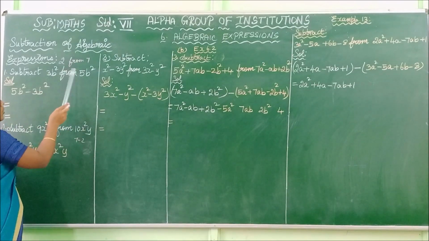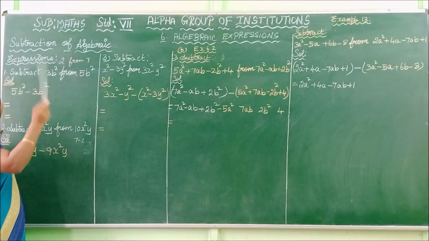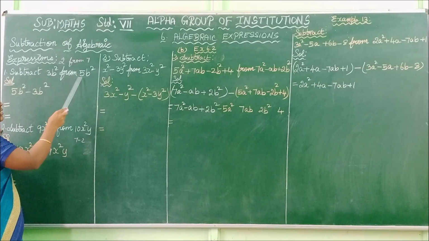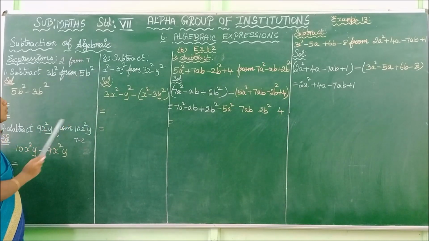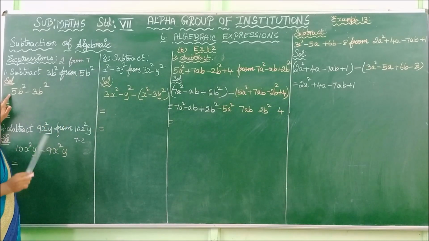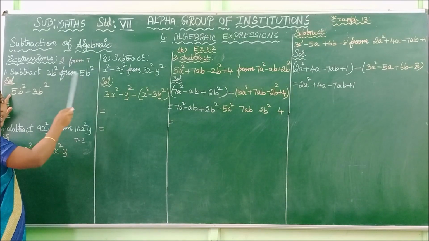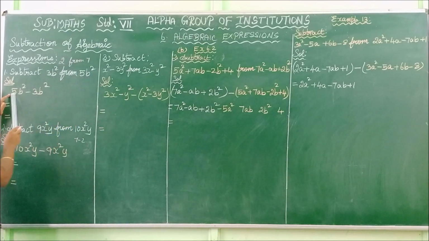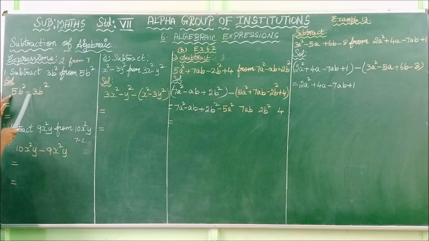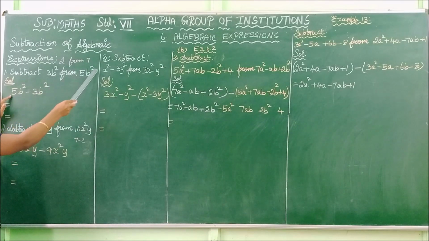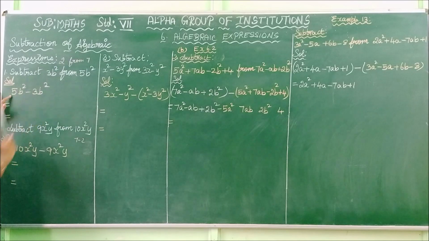Like that, first you have to write the term which comes after 'from'. After 'from' which term do we have? 5b square. So in the solution part, first you have to write the term which comes after 'from'. So first you have to write here 5b square. Here what is the operation they are giving? Subtract. So here you have to put the minus symbol. If they give add, then you have to put the plus symbol. They give subtract, so here you have to put minus. Thus 5b square minus 3b square.